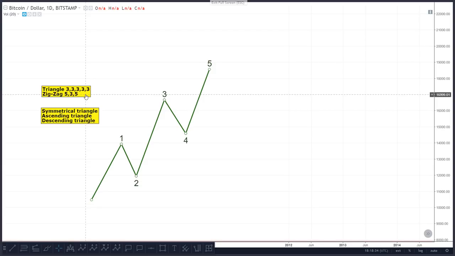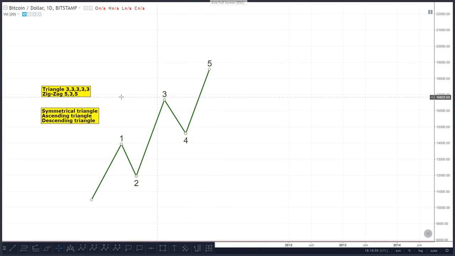However, in an impulse wave, as we say, wave 3 is usually extended. So if we see the third leg being extended, it's usually impulsive. However, just be mindful, it can still be corrective. It certainly can. So it's just something to be aware of.